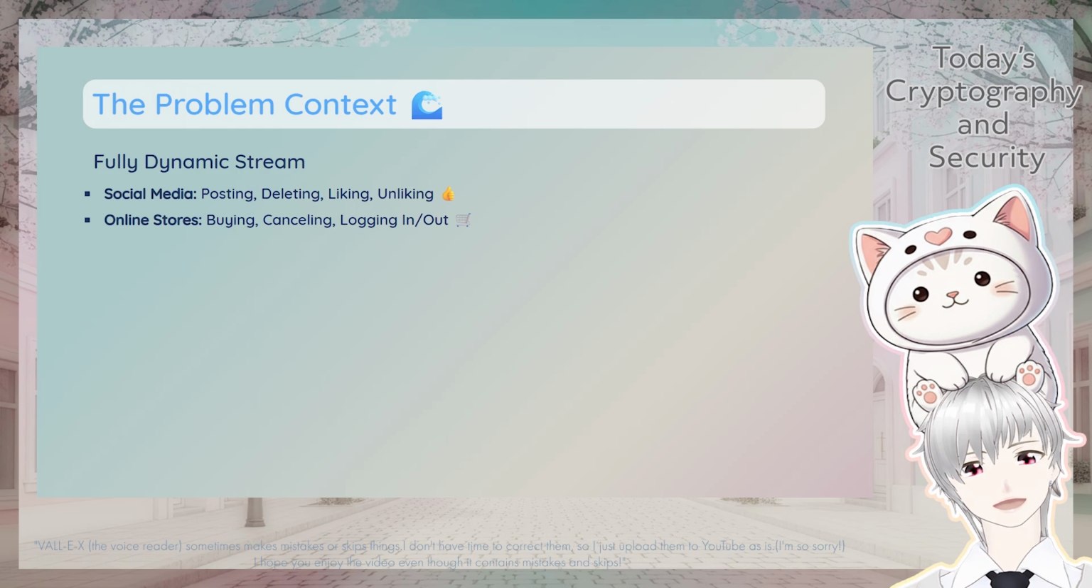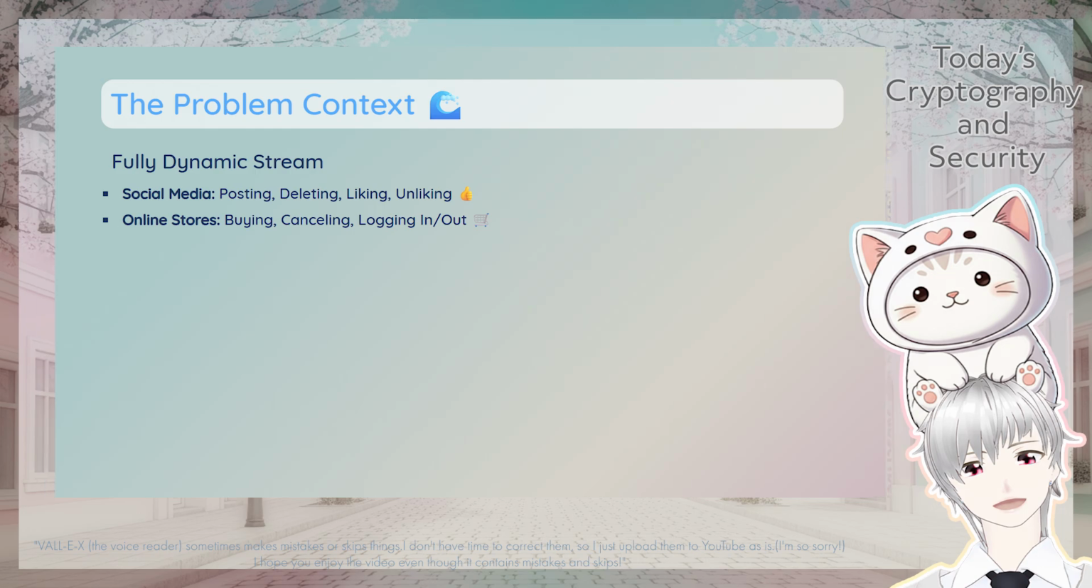Basically, this paper tackles a super tricky problem in the world of data privacy. Imagine you have a stream of data that's constantly changing. Like, think about a social media feed where people are posting, deleting, liking, and unliking things all the time. Or maybe a massive online store where people are logging in and out, buying stuff, and canceling orders. That's what we call a fully dynamic stream.